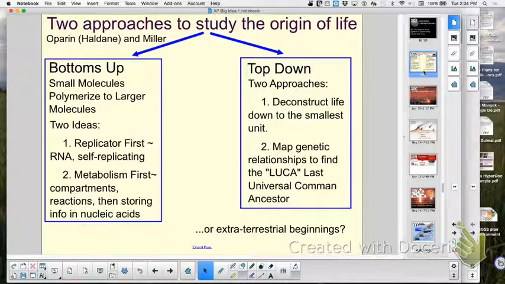I would like the person with the darkest shirt. You're all paired up. Okay, you two need to be paired up. Darkest shirt, I don't know, figure it out. You do bottoms up, light shirt, you do top down. Go.